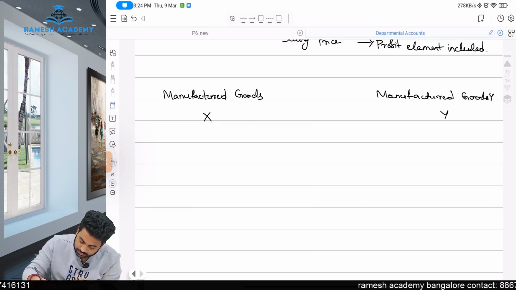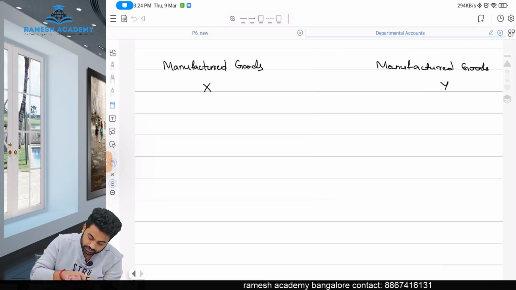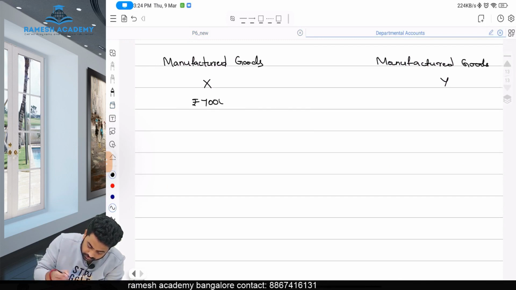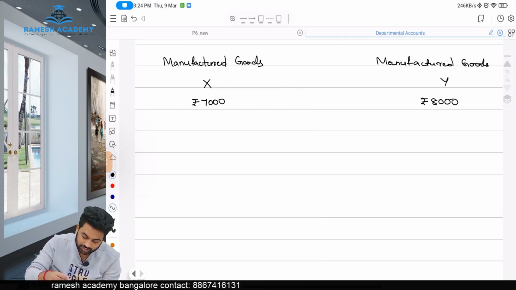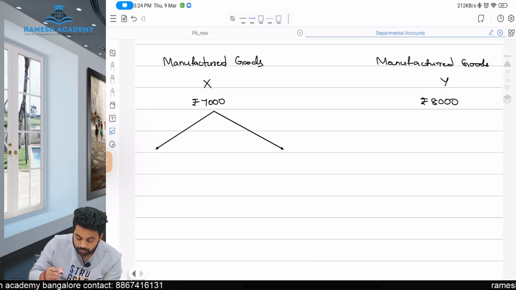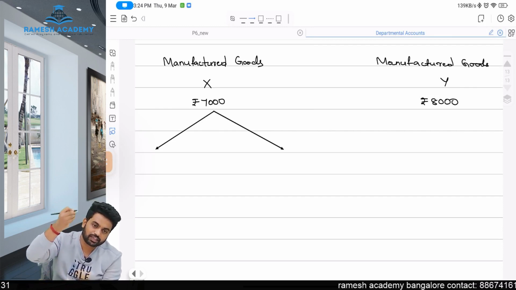Manufactured goods department X, manufactured goods department Y. How much is the closing balance? Closing balance is rupees 7000 and rupees 8000. Now listen very carefully, guys. Out of this 7000, certain goods can be produced by X only, manufactured by X only, which means that will always be at a cost.